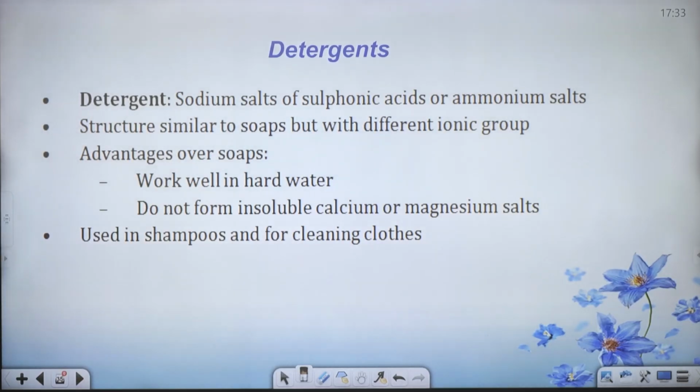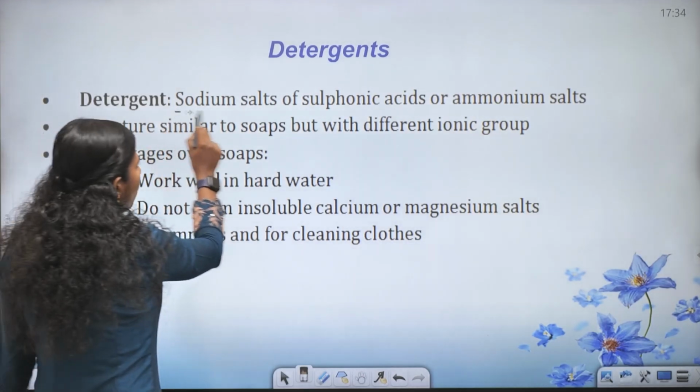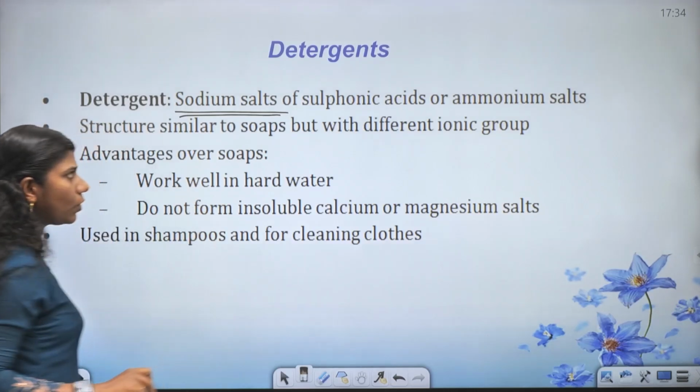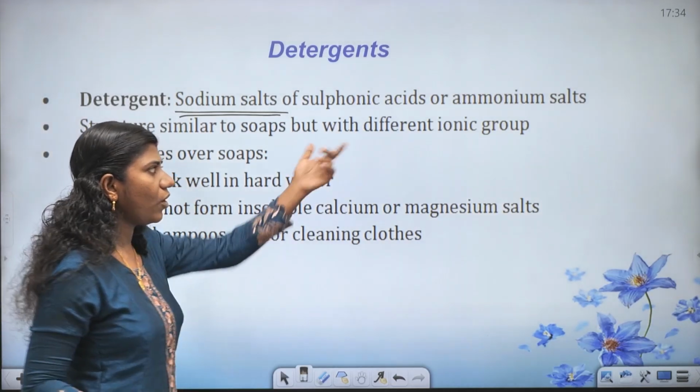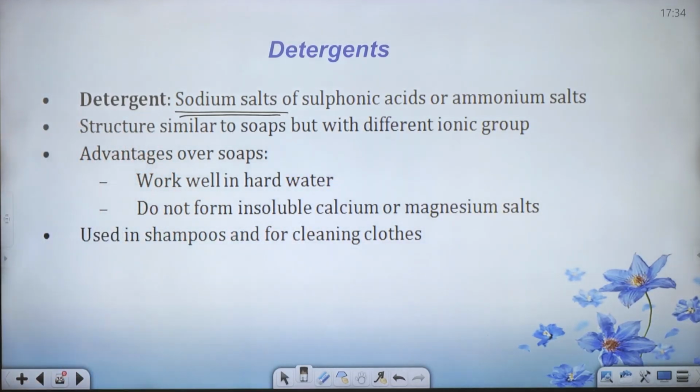The next topic is detergent. What is detergent? Soap is a sodium or potassium salt of long chain carboxylic acid. Detergent is a sodium salt of sulfonic acid or an ammonium salt. The structure is similar to soaps but with a different ionic group.